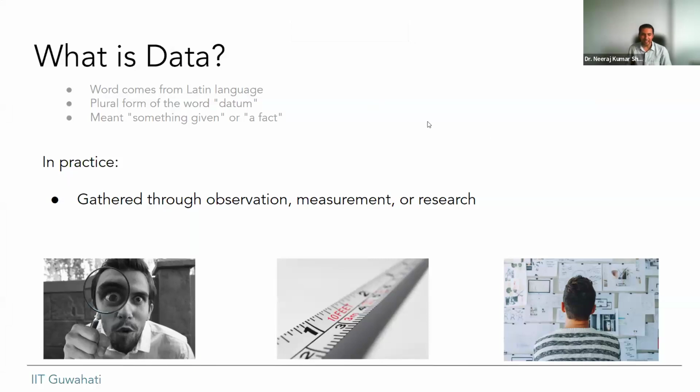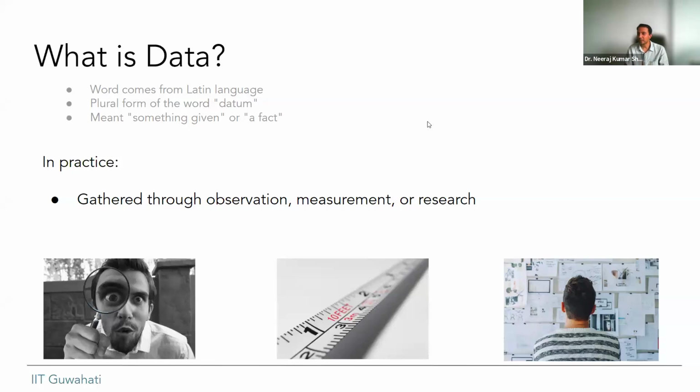The word data comes from the Latin language, and it's a plural form of the word datum. Right? Specifically, this word datum evolved to mean something given. In fact, it was like you take data, right? You are taking something, or sometimes it also meant that you are stating a fact. And in practice, this word is now used for gathering observations, right? You have an experiment and you take data from that experiment. So that's how this word is being used these days. Or you are doing a measurement and you're collecting data for that, or you're doing some research and you're collecting data for that.